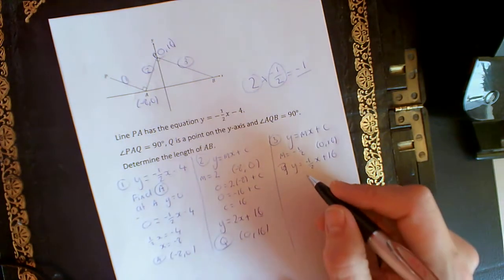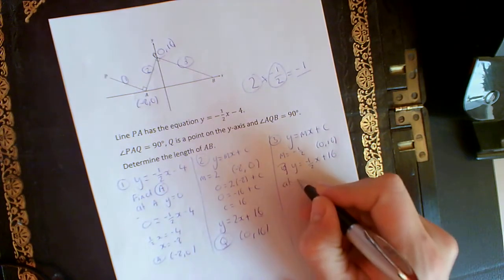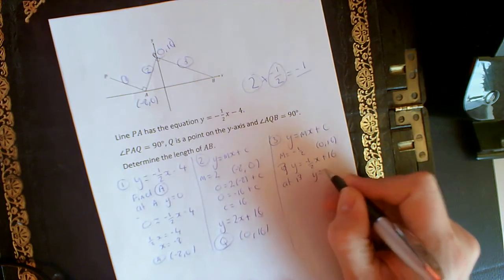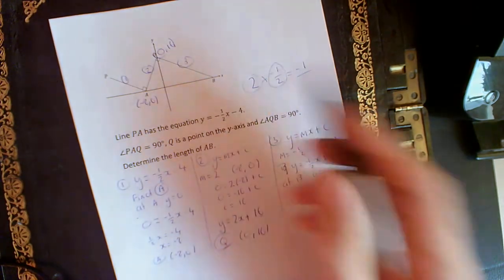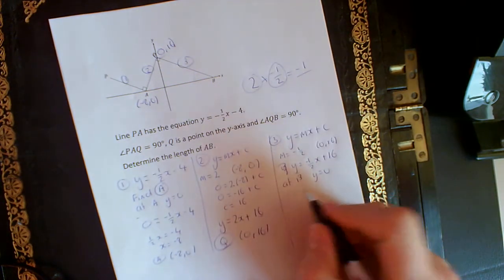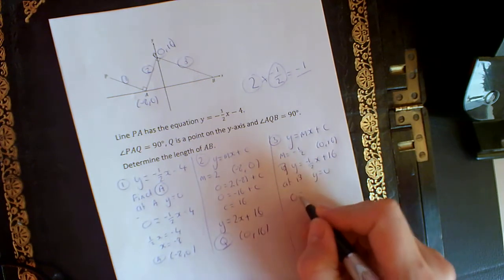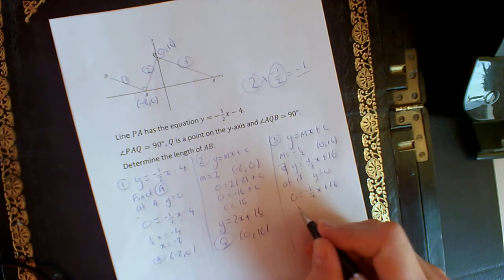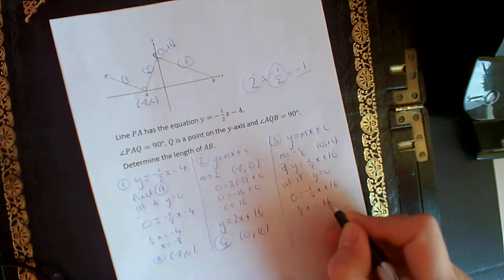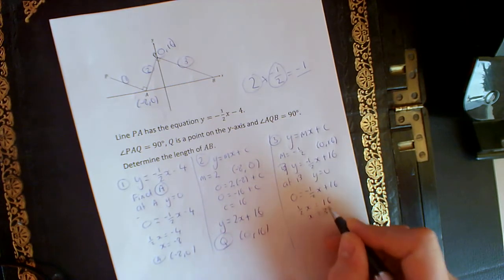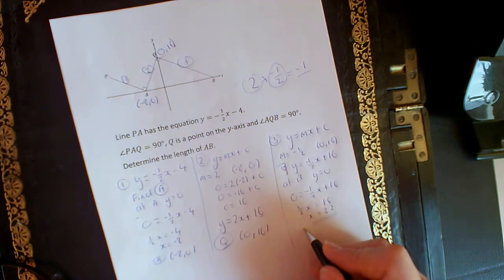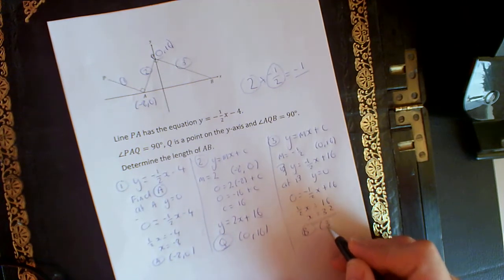Well, we need to find B, and at B, y equals 0 because it sits on the x-axis. So 0 equals negative a half x plus 16. A half x equals 16. x is going to equal 32, because half of x is 16. So B, the coordinate B is 32, 0.